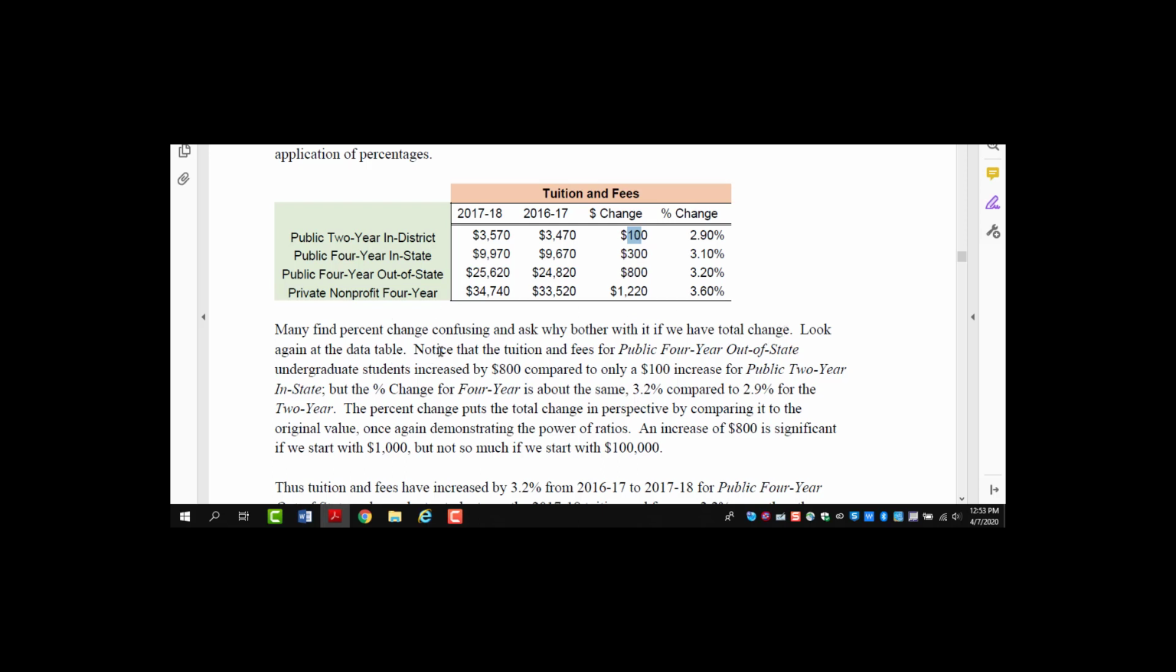We'll look again at the data table. Notice that the tuition and fees for public 4-year out-of-state undergraduates increased by $800 compared to only $100 for public 2-year in-state. Right there. But the percent change is about the same, 3.2 compared to 2.9. The percent change puts total change in perspective. It's kind of the idea, right? So we'll do a couple of these problems.